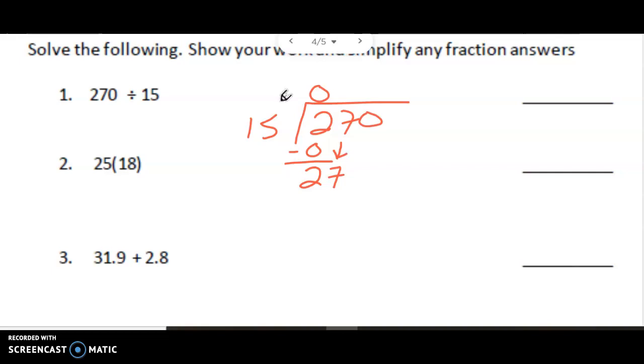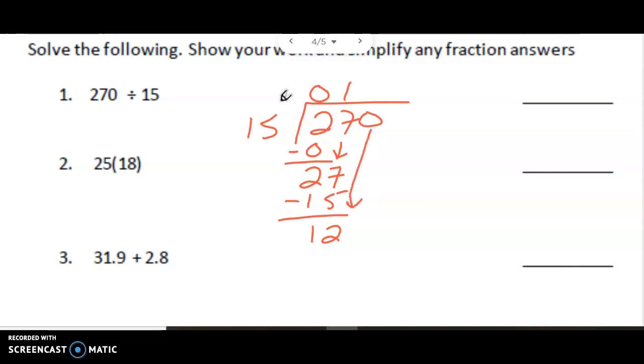15 goes into 27. Well, 15 times 2 is 30. That's too big. So I have to go less than 2, which would be 1. So 15 times 1 is 15, and I subtract, and I'm going to get 12. Now make sure when you subtract that the answer that you get from your subtraction is smaller than your divisor. If it was bigger, then that should have been a 2. All right, but since it's smaller, it's good.